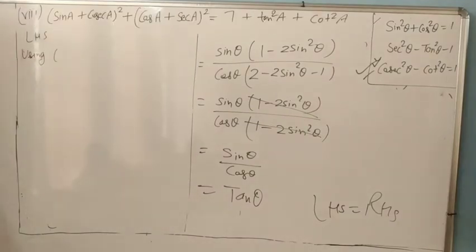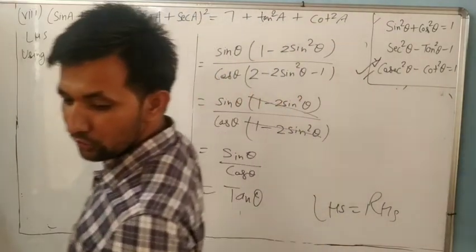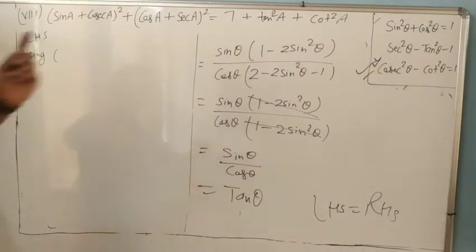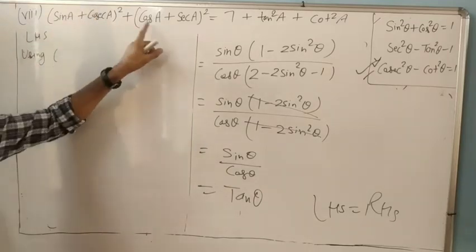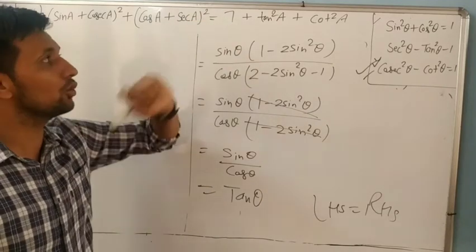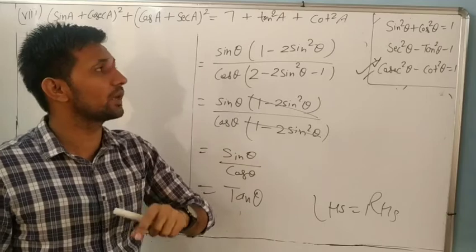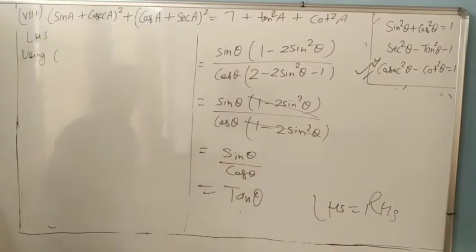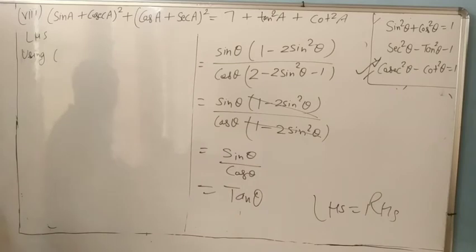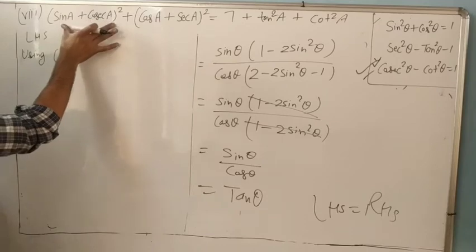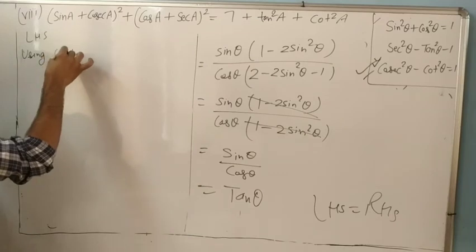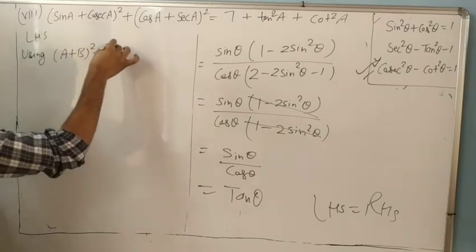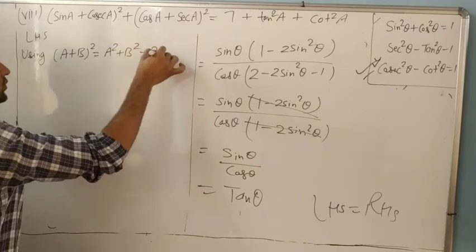Now dear, parts 9 and 10 you have to do yourself. They are easy parts. Now part 8. (sin A plus cosec A) whole square plus (cos A plus sec A) whole square, we have to prove that equals 7 plus tan square A plus cot square A. Taking the left hand side, now look at what we are observing. A plus B whole square. A plus B whole square. So using the A plus B whole square formula, A square plus B square plus 2AB.